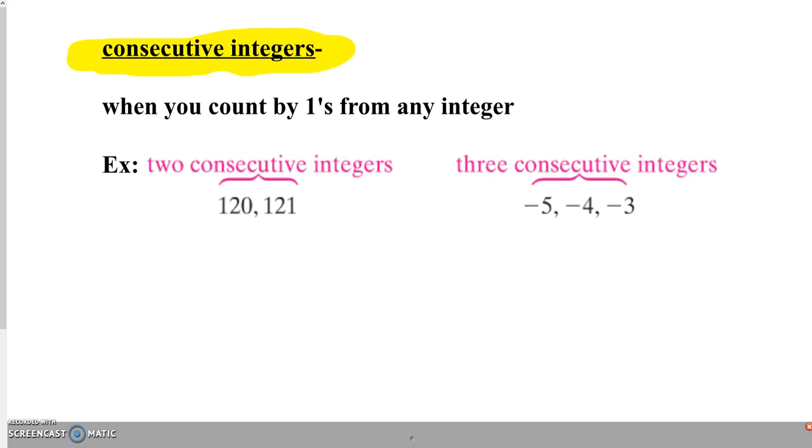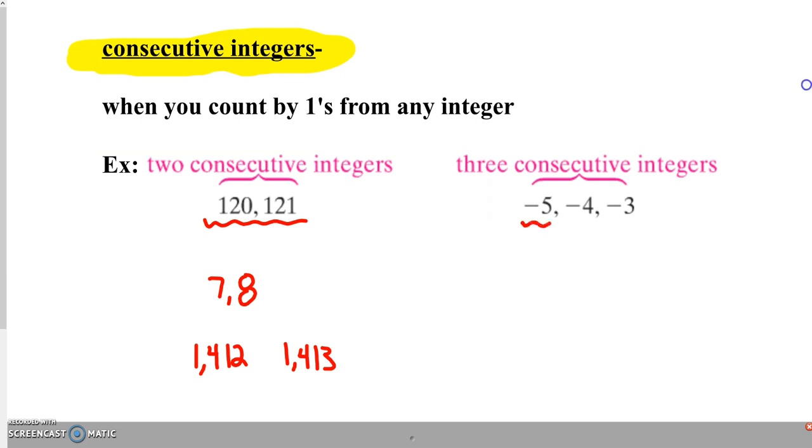So in this example, two consecutive integers could be 120 and 121. Two more consecutive integers could be 7 and 8. Two more could be 1,412 and 1,413. So consecutive integers just means in a row. Think of numbers on the number line.